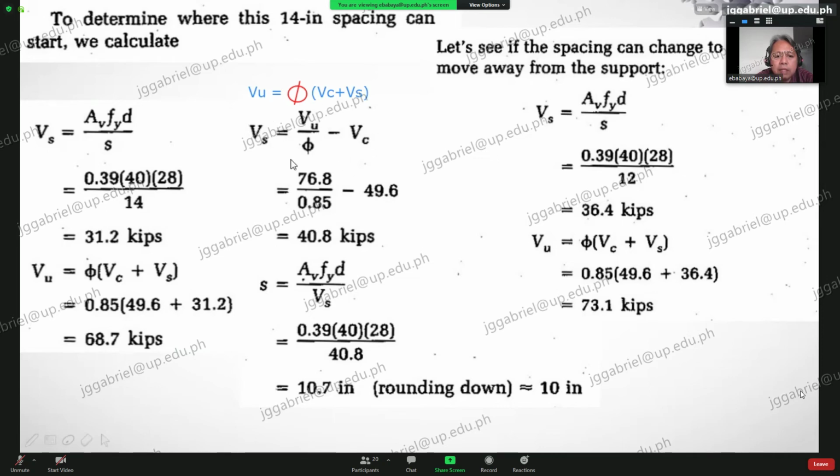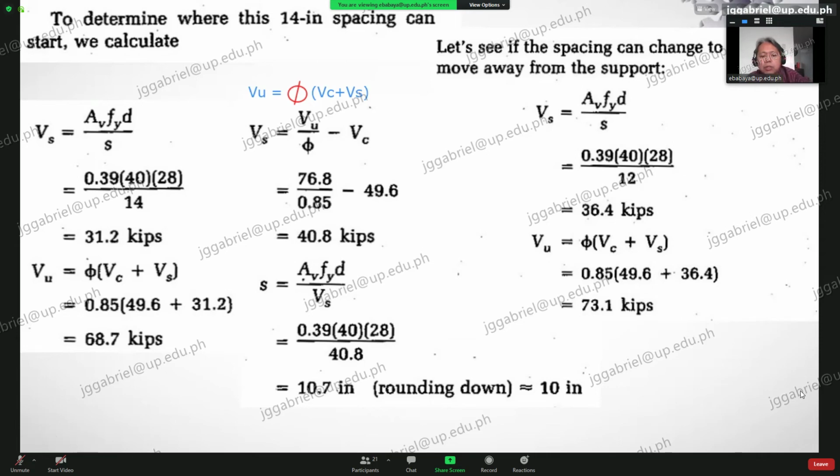Okay, so plug in the values. We know VU, that's 76.8 divided by 0.85 minus VC. We know already VC, that's 49.6. So your VS would be 40.8 kips. Now, knowing your VS, we will use that in determining the spacing. This is our formula for spacing, AV times d divided by VS. So you get 0.39 times 40 times 28 over 40.8. You get 10.7.